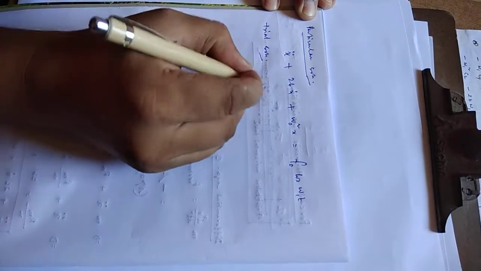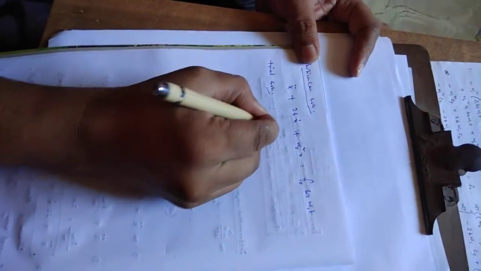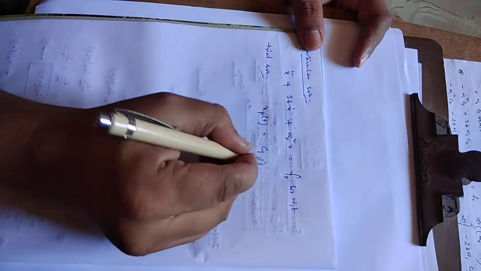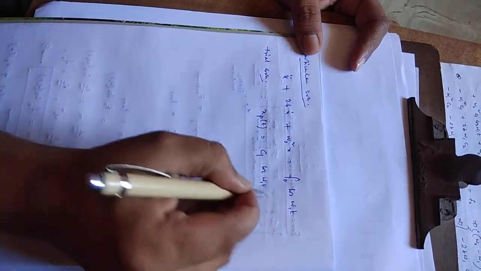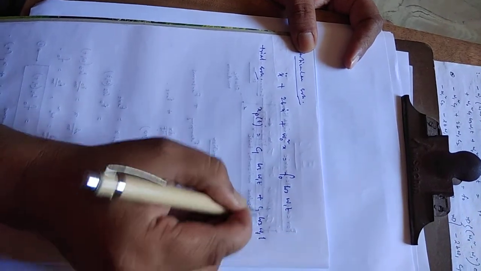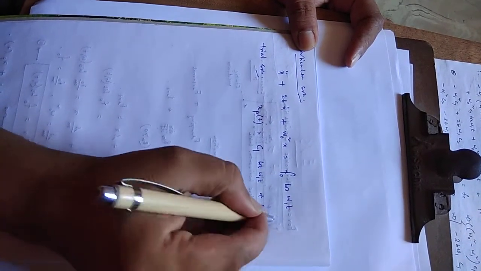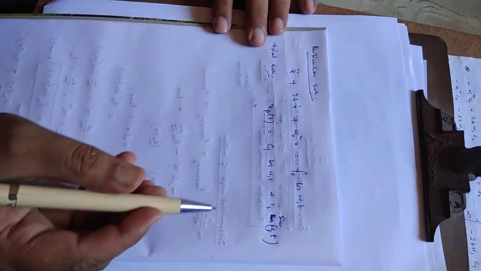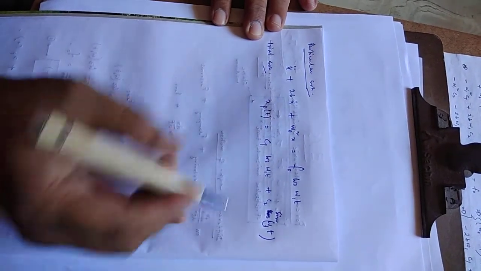So as a trial solution, what will we take? You can take any solution as your trial solution, but here we will be taking this solution, x_p(t), the trial solution. I will be taking some c1 cos omega 1 t plus c2 sin omega 1 t. Okay, this is what I am taking as a trial solution.